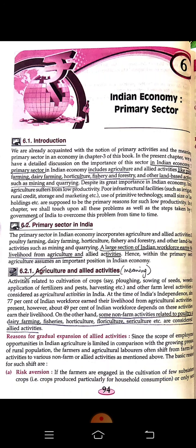Now, other than these agricultural activities, we will find there are non-farm activities related to poultry and dairy farming, fishery, horticulture, which means cultivation of fruits and vegetables. Floriculture means cultivation of flowers. They are not talking about the crops only here, right? Sericulture means cultivation of silkworm, etc. These are considered as allied activities.